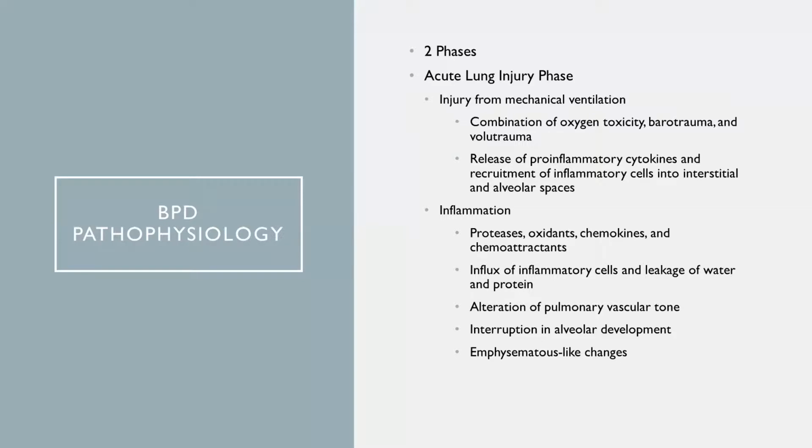There are 2 phases in BPD physiology. First, we have the acute lung injury phase, which is injury from mechanical ventilation. So it's a combination of oxygen toxicity, barotrauma, and volutrauma, which results in a release of pro-inflammatory cytokines and recruitment of inflammatory cells into interstitial and alveolar spaces. This inflammation is due to proteases, oxidants, chemokines, and chemoattractants. Influx of inflammatory cells follows this and causes leakage of water and protein. Alteration of pulmonary vascular tone, interruption in alveolar development, and emphysematous-like changes are seen.